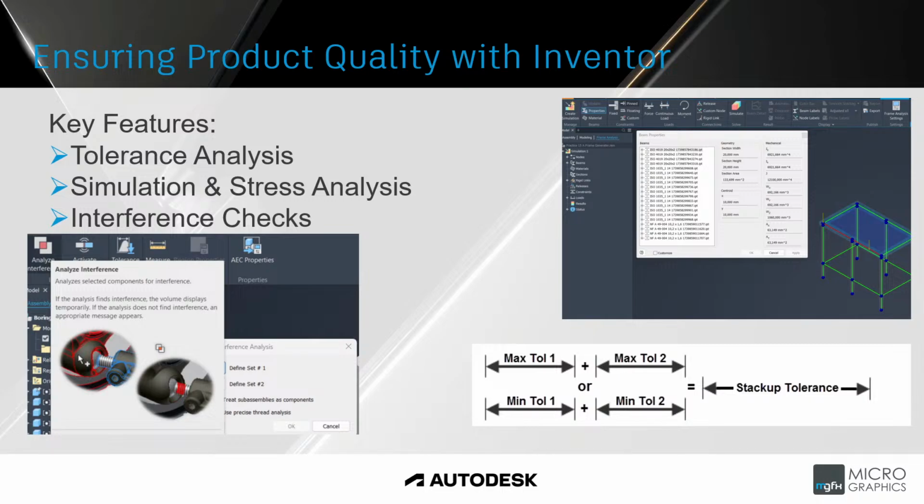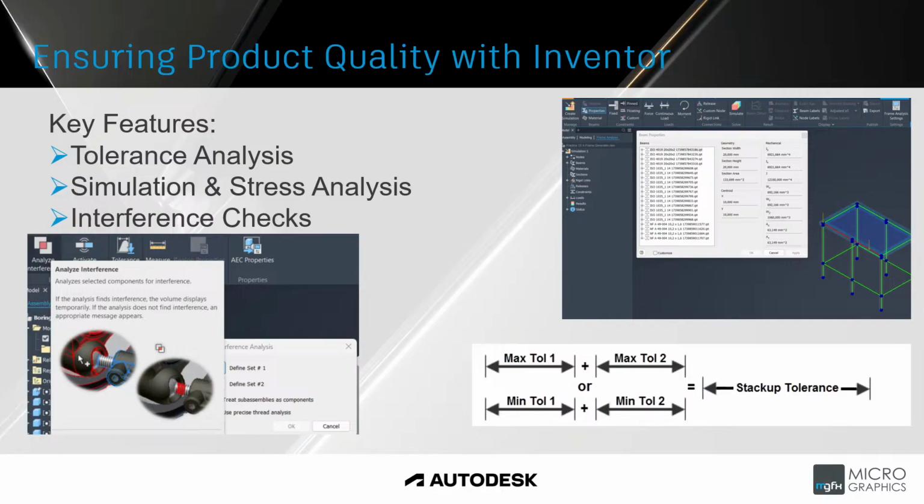Ensuring product quality within Inventor. Now, some of the key factors are the tolerance analysis, simulation and stress analysis, and interference checks. Quality refers to the degree to which a product or process meets defined requirements and expectations. Inventor does help teams embed quality directly into the design process by providing tools to reduce errors, improve consistency, and validate designs before they reach the shop floor.